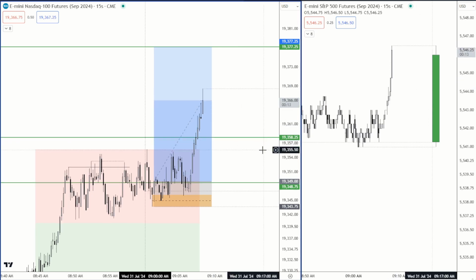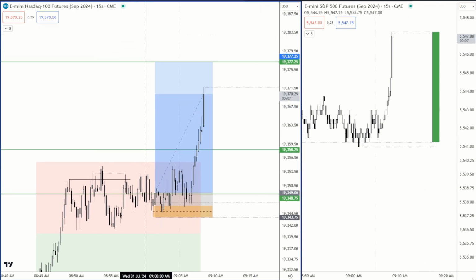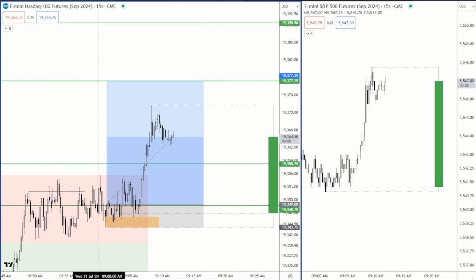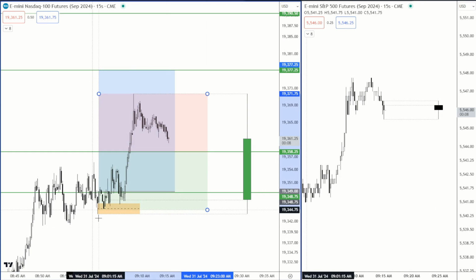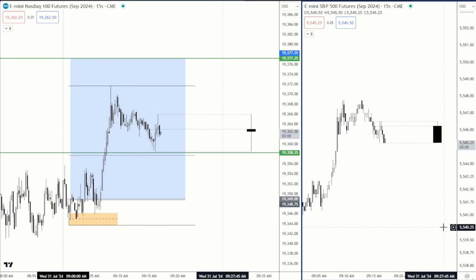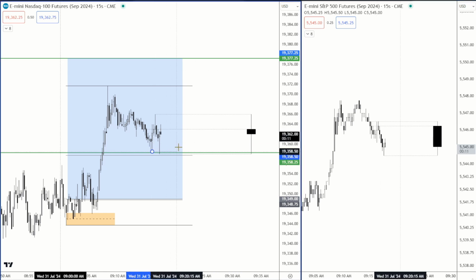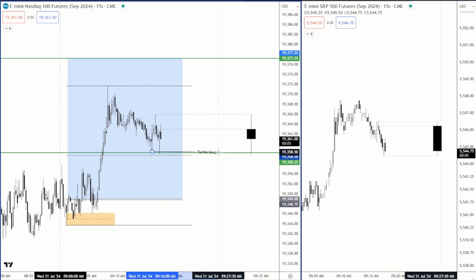So there we go. Nice push. I'd like to see this high taken out. I'd like this to be a soup here. Honestly, I don't want to see price go below there. Honestly.